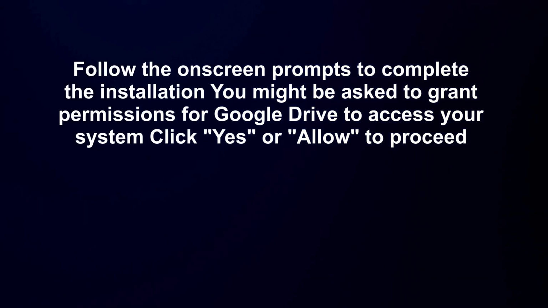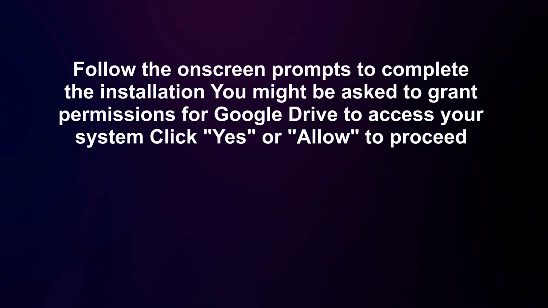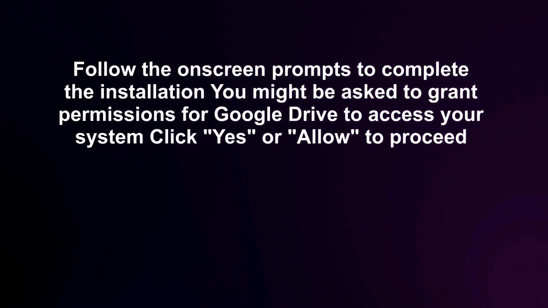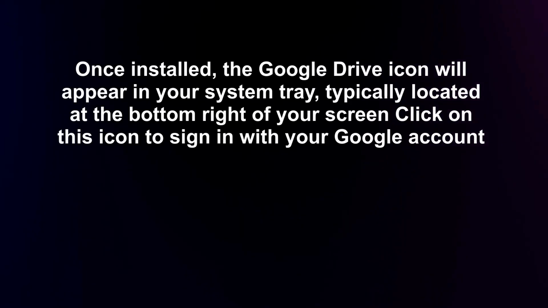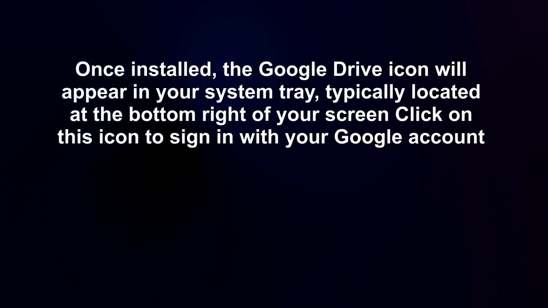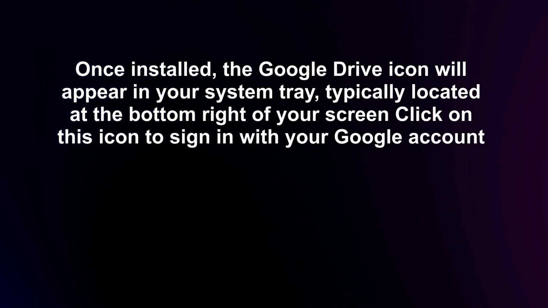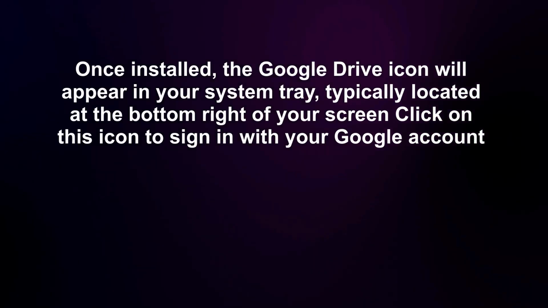Follow the on-screen prompts to complete the installation. You might be asked to grant permissions for Google Drive to access your system. Click Yes or Allow to proceed. Once installed, the Google Drive icon will appear in your system tray, typically located at the bottom right of your screen. Click on this icon to sign in with your Google account.